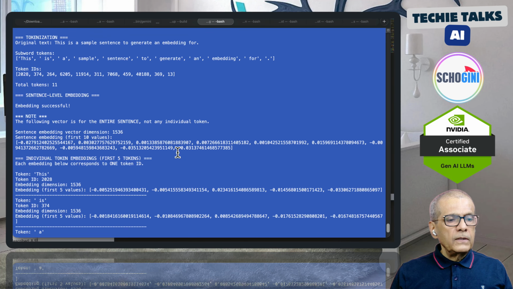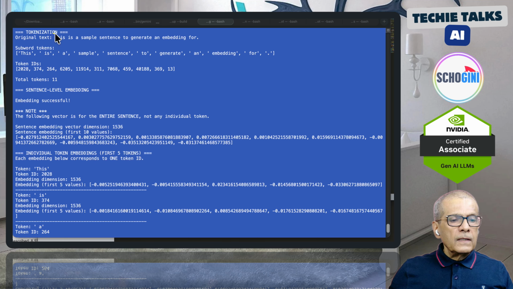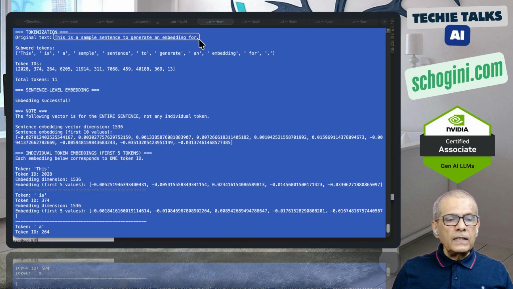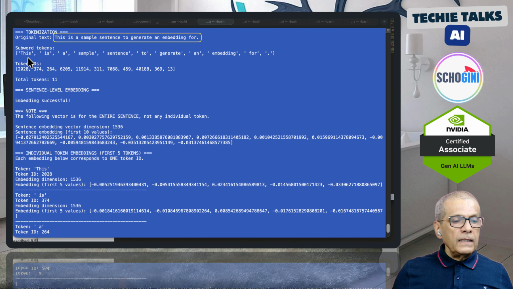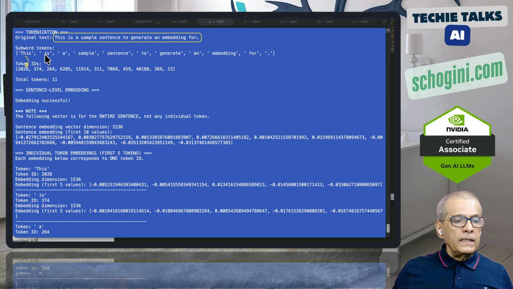If you start from the top, the original text is: this is a sample sentence to generate an embedding for. That is our original text. That gets converted to subwords or subword tokens. "This" has become one token, " is" (space and is) is the second token, " a" (space and A) is our third token, and so on. So these are tokens, and each of those subword tokens gets a unique number.